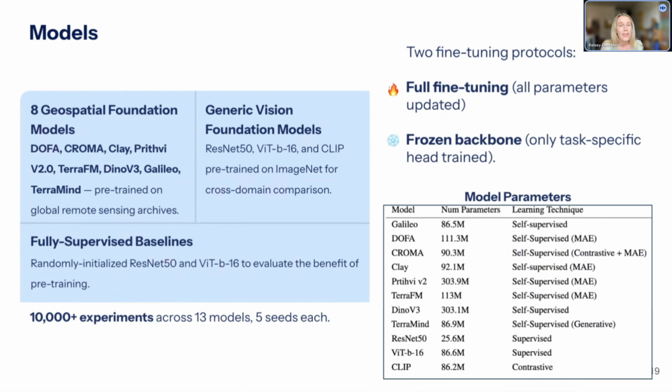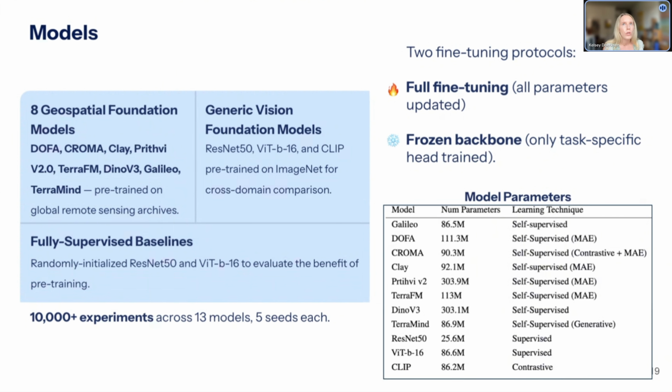We run around 10,000 plus experiments across these 13 models. We do 5 seeds each. So we report these results in the paper. You can see in the extended results as well the standard deviation across the runs. And we do the 2 fine-tuning protocols. So we do full fine-tuning where all the parameters of the models are updated. And then we do the frozen backbone where only task-specific heads are trained.